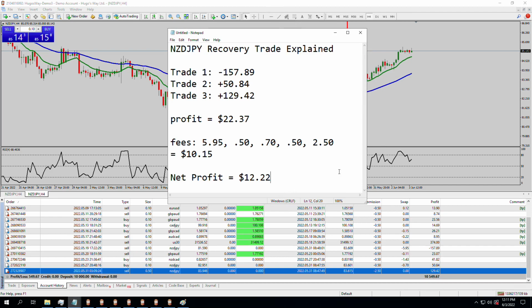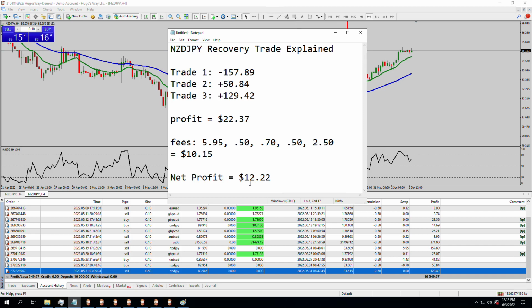So mathematically, trade number one went over $100 into a loss. So it was $157.89 loss. Okay. But not really a loss, so watch my mathematics. I then went into two more trades, and I'll show you exactly what those were. So trade number two went into a $50.84 profit. Trade number three went into a $129.42 profit. That's a profit overall of $22.37. We had fees that equaled $10.15, so it gave me a net profit overall of $12.22.